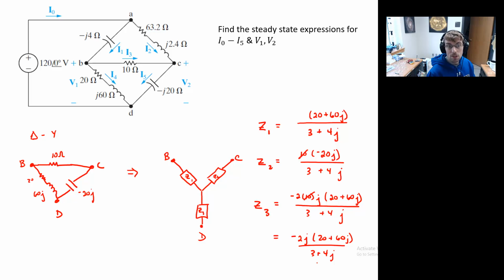Sweet. So now we have successfully changed this bottom delta into a Y. It's probably a good idea to redraw the circuit, so I'll go ahead and do that. Give me a second.